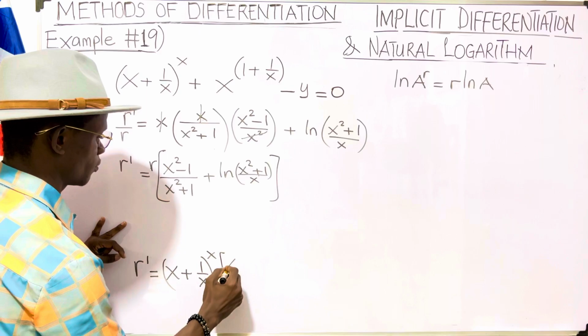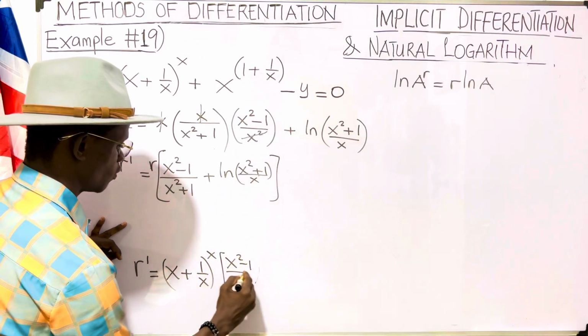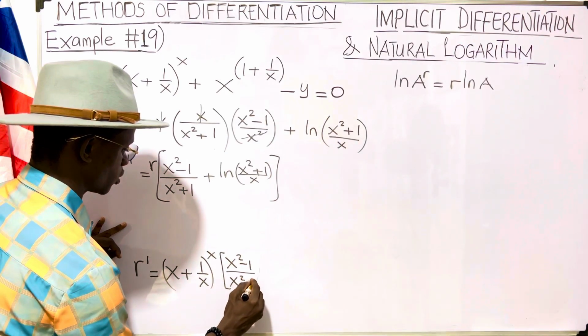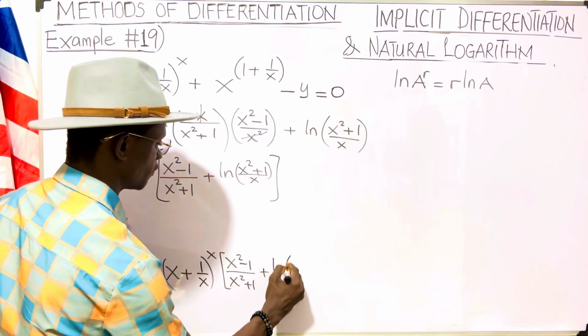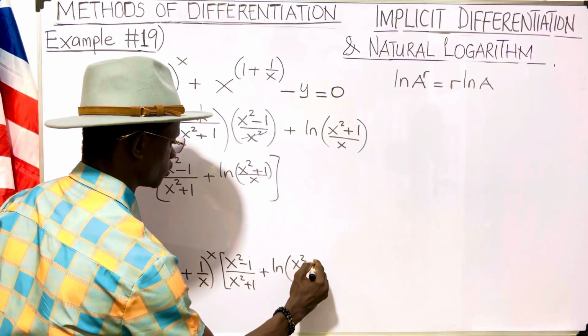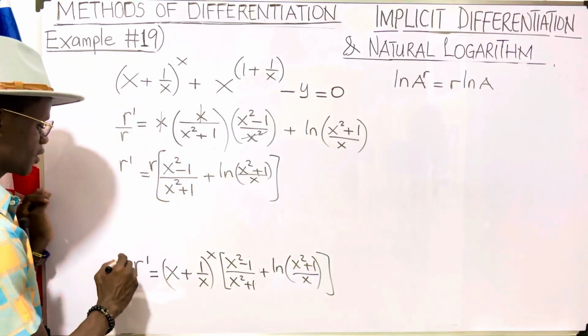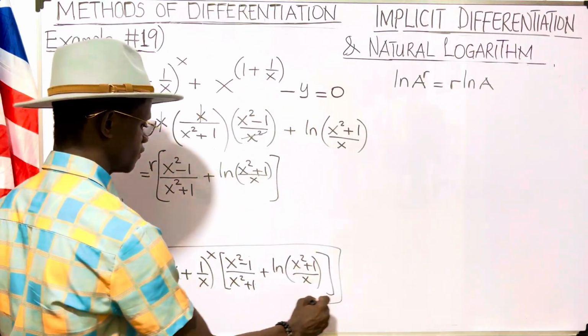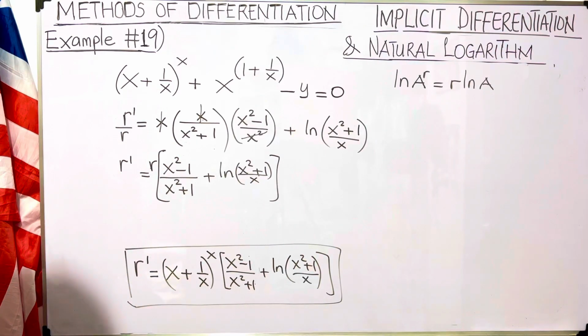which is x squared minus 1 all over x squared plus 1 plus the ln of x squared plus 1 all over x. So this is the first derivative, the derivative of the first term. Now let's find the derivative of the second term.